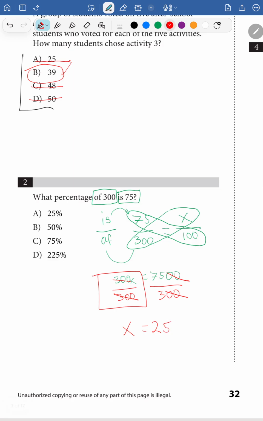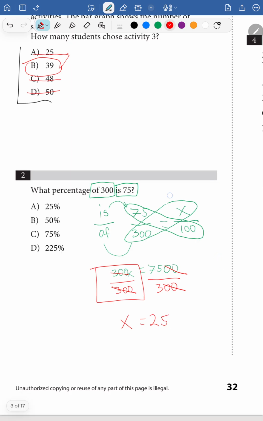So now we know what x is in this equation. So 2500 is the equivalent of 25%. So here's your answer.